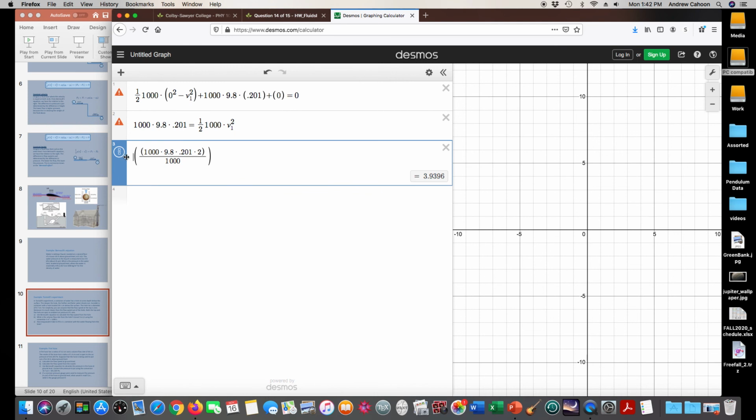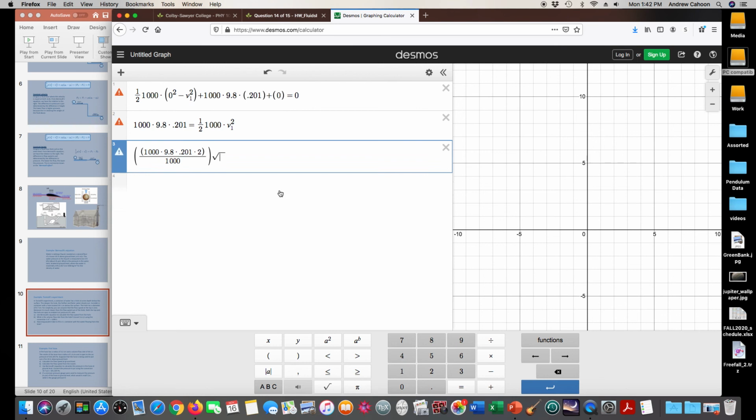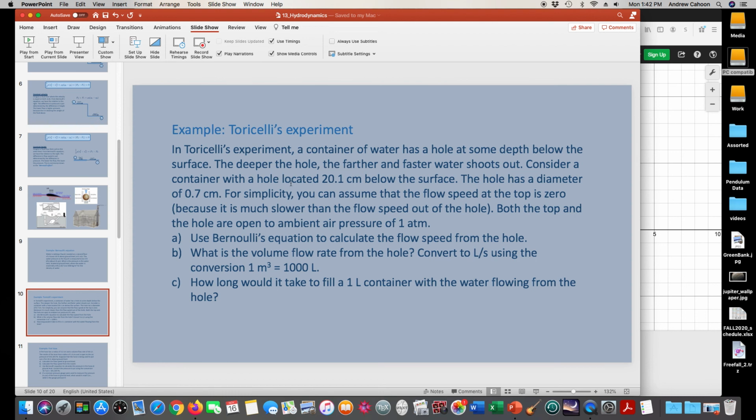Okay, we'll do that again. Okay, so we find an answer of 1.98, or about 2 meters per second. From the top, where it's barely moving, it's almost 0 meters per second, down to the bottom, where it's coming out of the hole at about 2 meters per second.